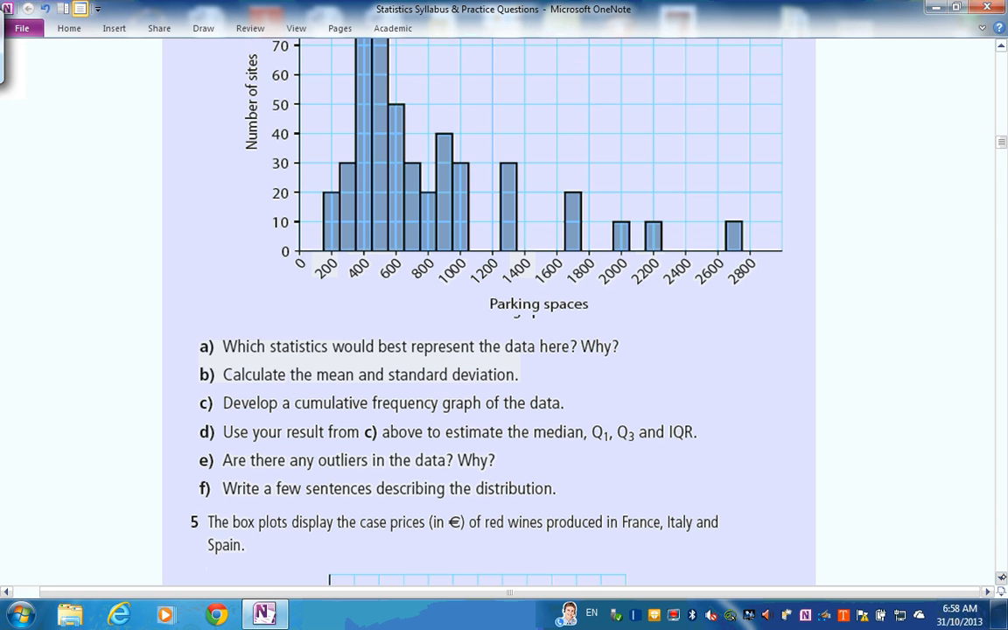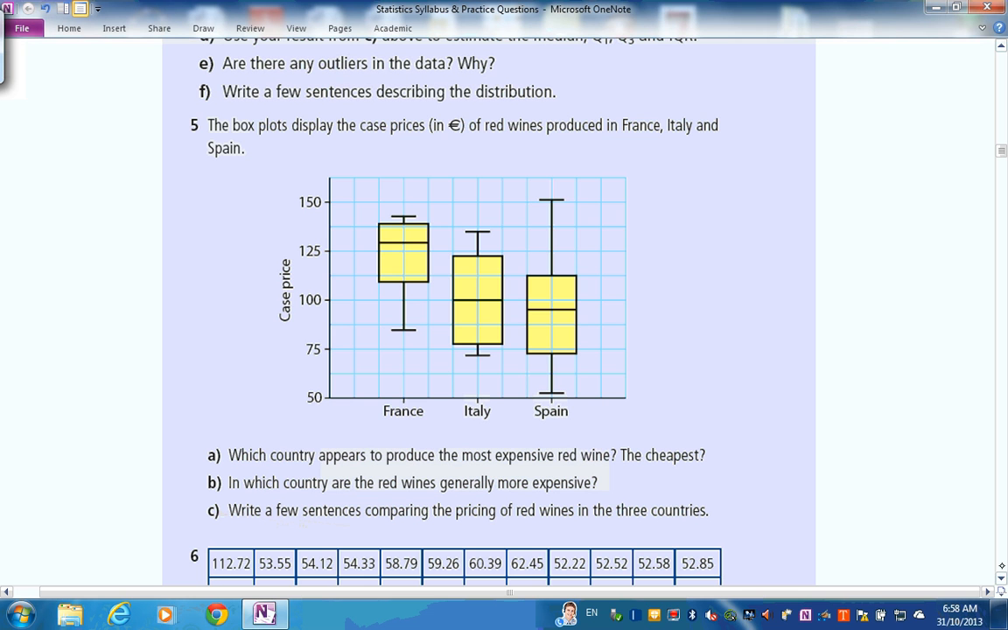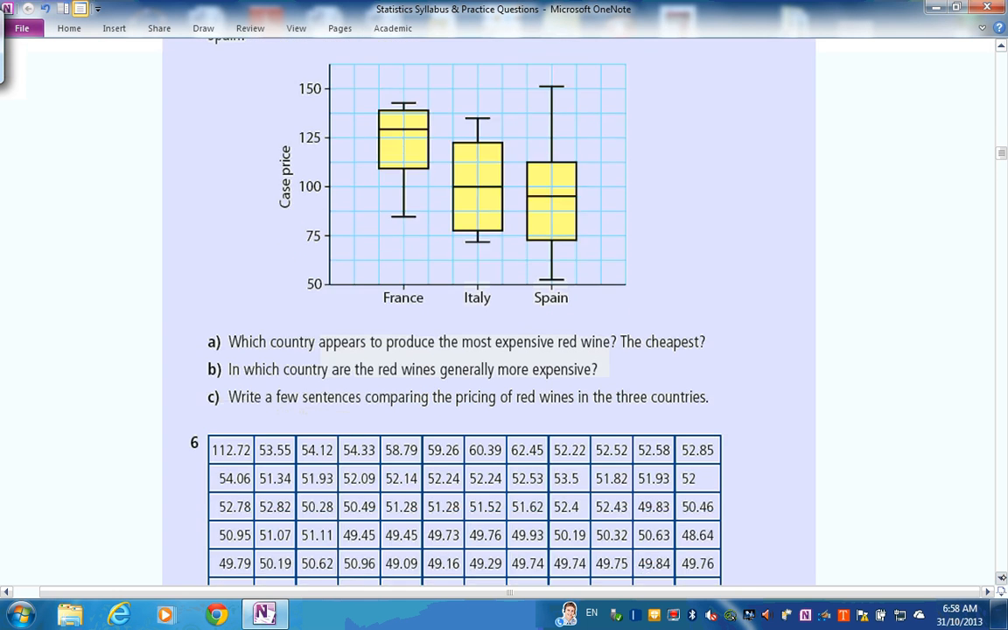Go to 5 now. Okay, they put the box plots vertically, you read it the other way. Not a problem with that. Read the scale carefully. Go to 6 now.